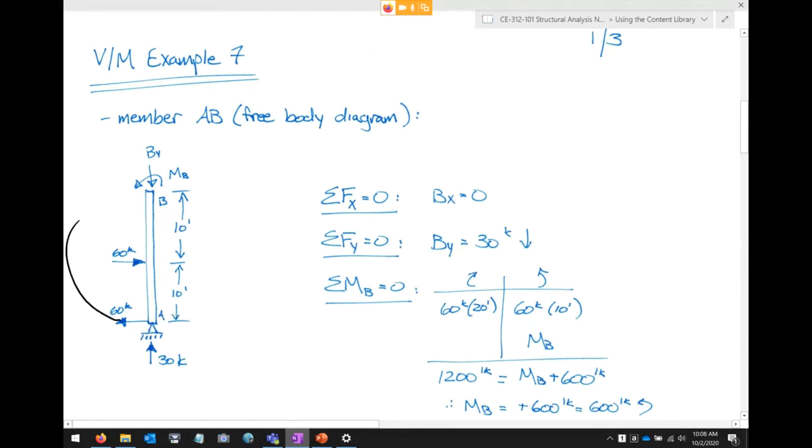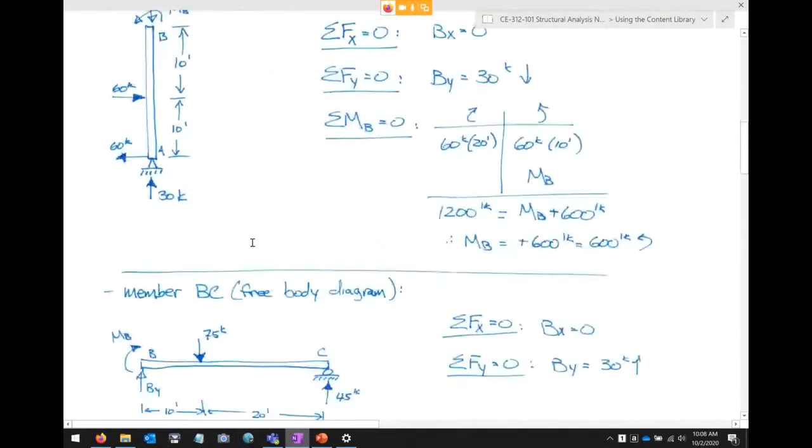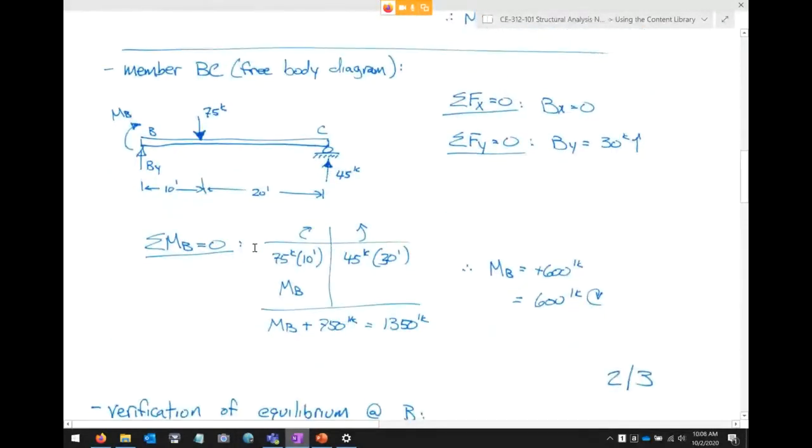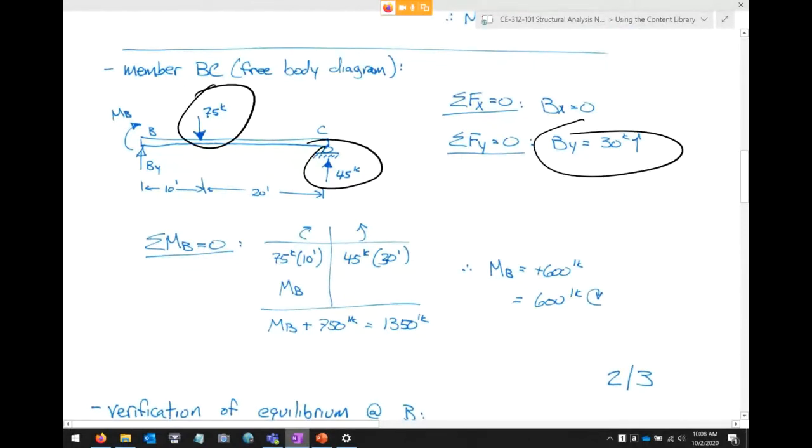I've got 60 going that way, I've got 60 going this way. And so when it's all said and done, I can determine the required moment at B to achieve equilibrium. Pretty straightforward. For member BC, it's really the same story. I've got 75 going down, I've got 45 going down, so that means I have to have 30 going up. I've got no forces in the X and Y directions, so that means that BX is zero.